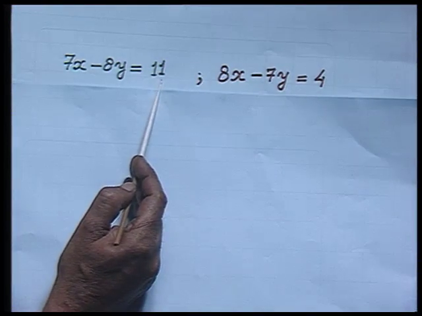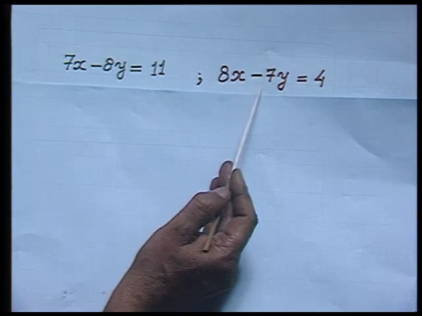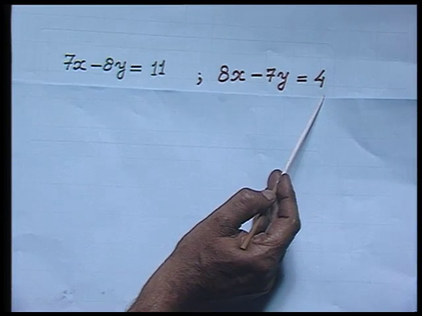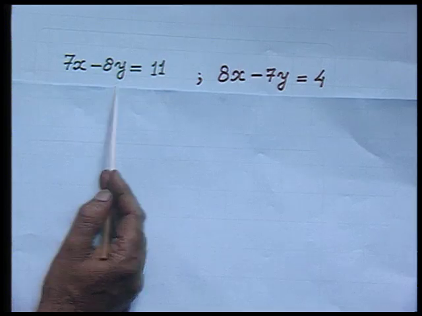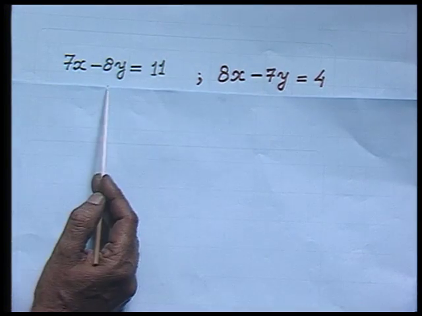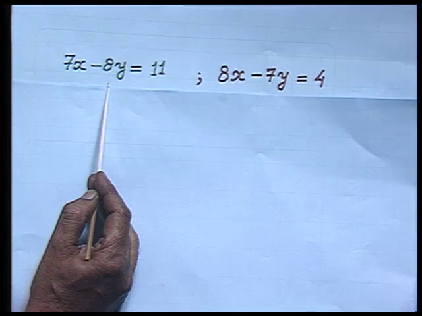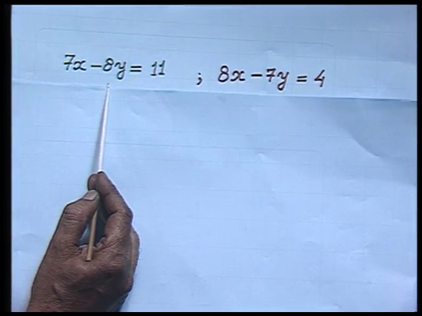Hello viewers, in our last lesson we had learnt how to draw the graph for the system of linear equations. Can you recall how did we do that? Let's have a look at another system now. Here the system with me is 7x minus 8y equals 11 and the other equation is 8x minus 7y equals 4. To get the ordered pair for both these equations, we make these equations into x as a subject or y as a subject.